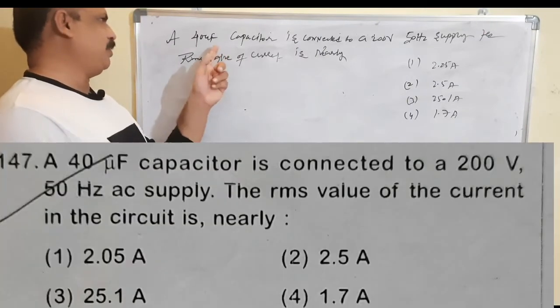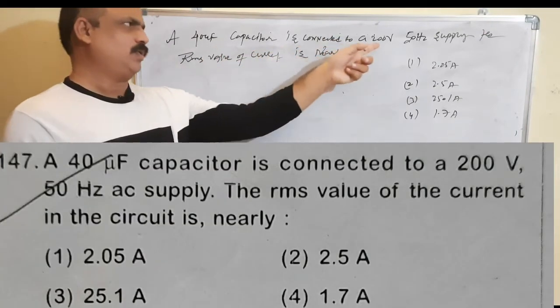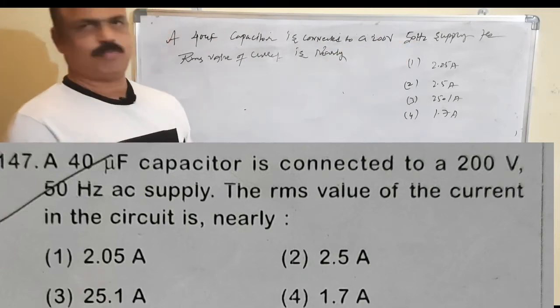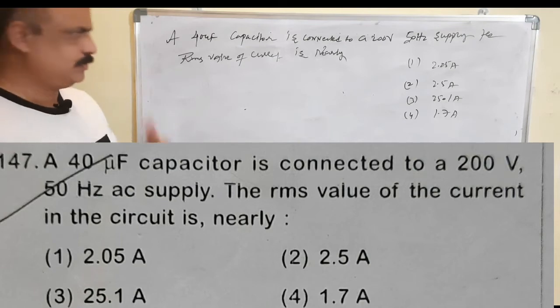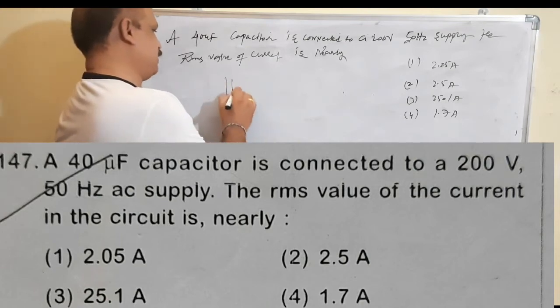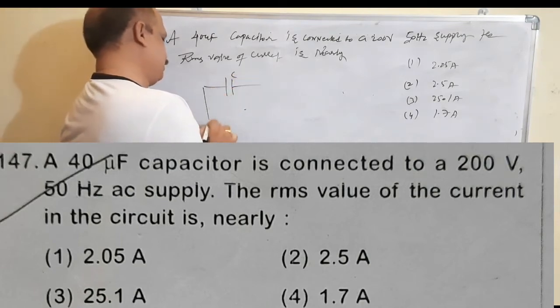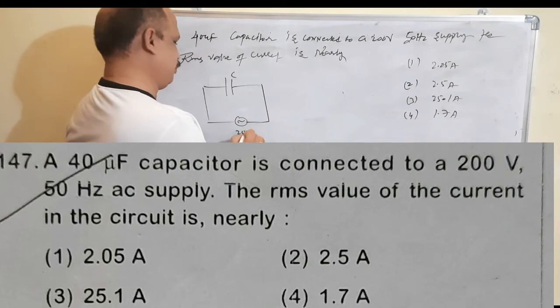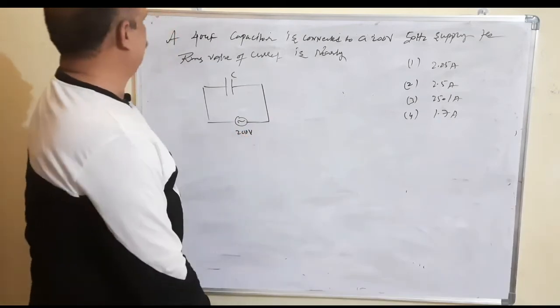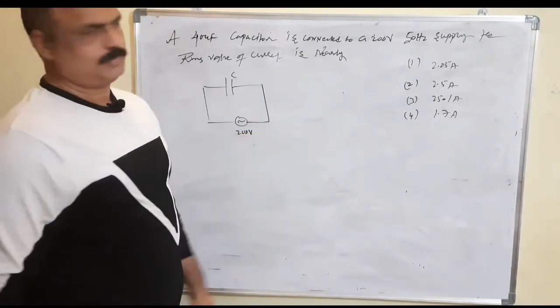Question: a 40 microfarad capacitor is connected to a 200 volts, 50 Hz supply. The RMS value of current is nearly? This is a capacitor connected to an AC source whose voltage is 200 volts. We need the RMS value of current.